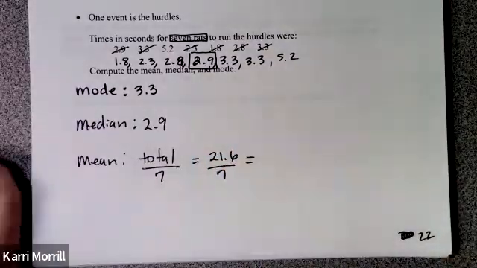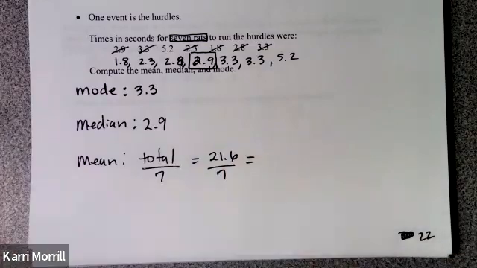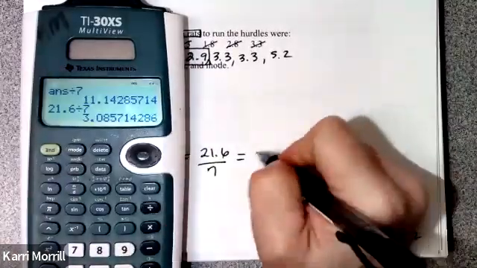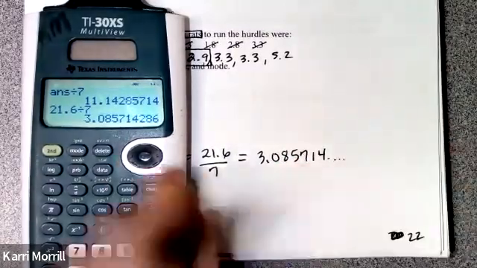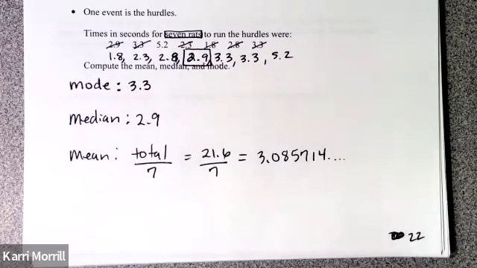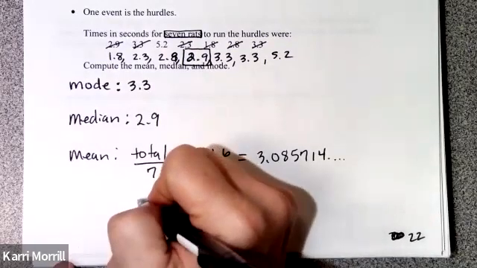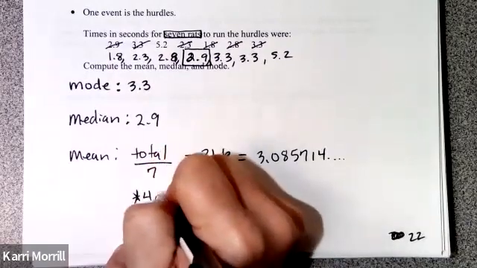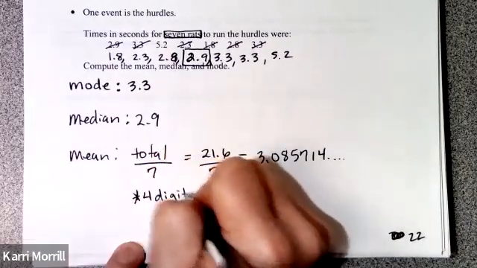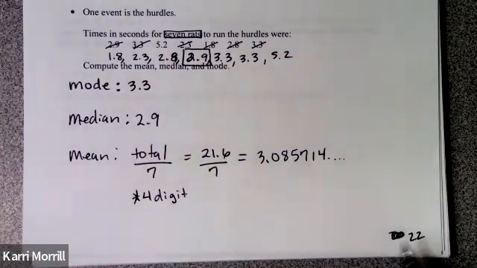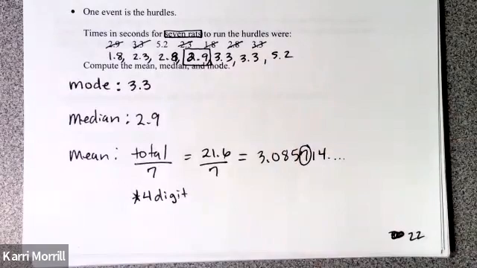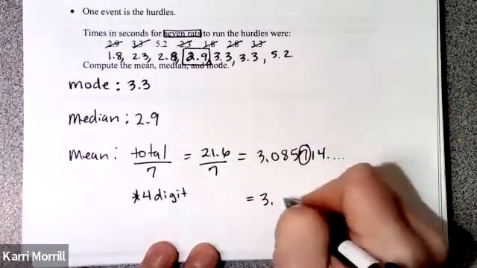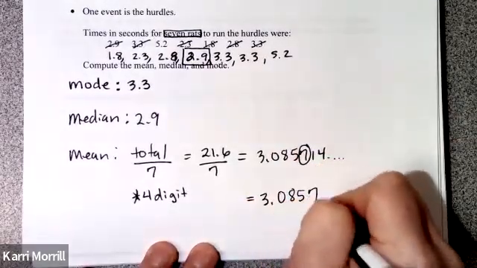And so 21.6 divided by 7 is 3.085714, on and on. Let's say they tell us, just to practice, to round, because we do round sometimes to 2 digits and 4 digits a lot. So let's round to 4 digits, which is the 10,000th place. We would keep the 7 the same, and we would call that 3.0857.